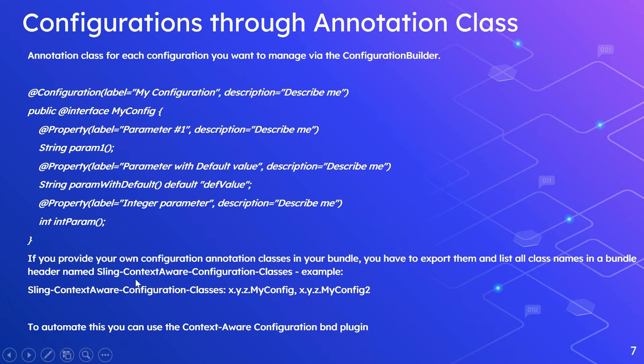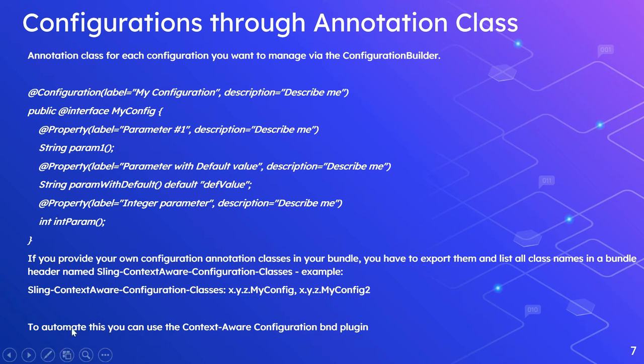You need to define this in your bundle. So how will you export this into your bundle? The first option is you can use sling context aware configuration classes. This is like a sling model. You can use this header and you can define all your configuration classes, my config 2 or whatever. But this again needs manual effort.